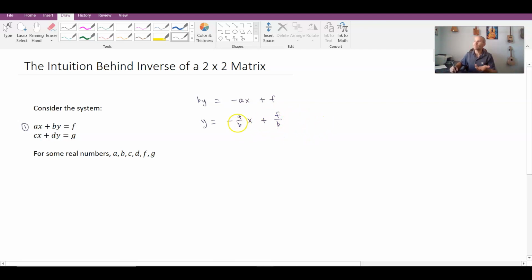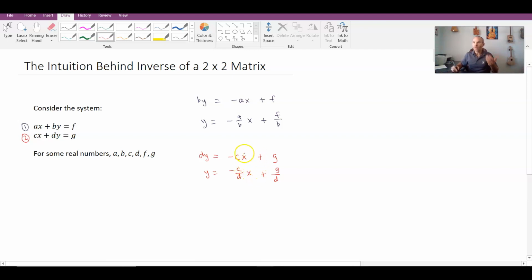So we can see that a and b do indeed affect the slope. They were also changing the vertical intercept, if you notice how we were rotating those lines. But most importantly, they affect the slope. If I do the same thing for the second equation and solve for y, dy equals negative cx plus g, and I divide both sides by d to get it into slope-intercept form, I have y equals negative c over d times x plus g over d. Once again, I can see that the values of c and d are influencing the slope.